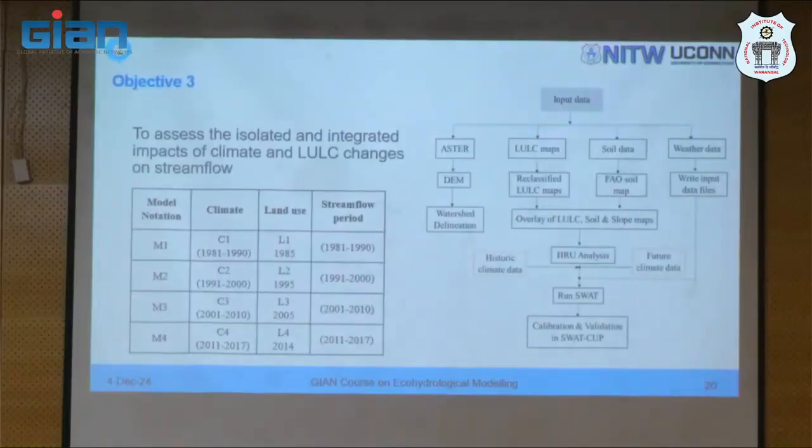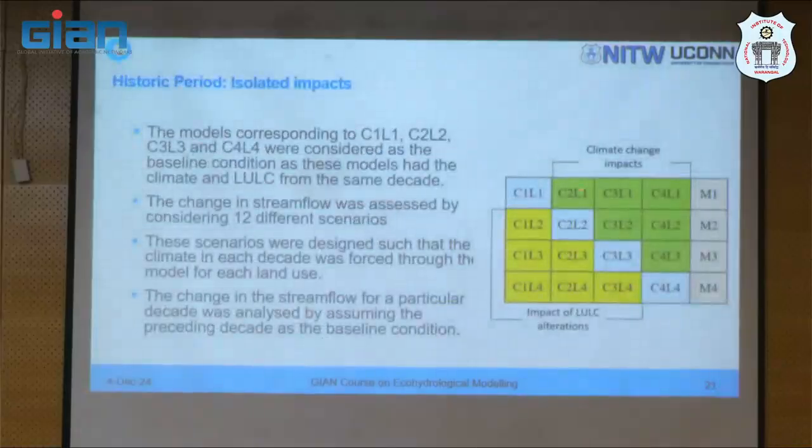The first one, 1981 to 1990, the first set of climate, we had a land use map of 1985; 1991 to 2000, that is the 95 land use map; 2001 to 2010, another climate, and 2005 land use map; 2011 to 2017 and 2014 land use map. This is for the historical period. Now, when you have this, it is possible to have different combinations, and those combinations are what we created here.